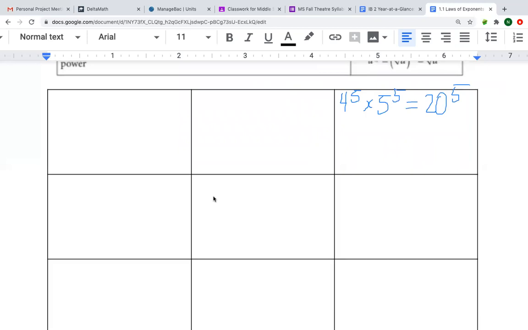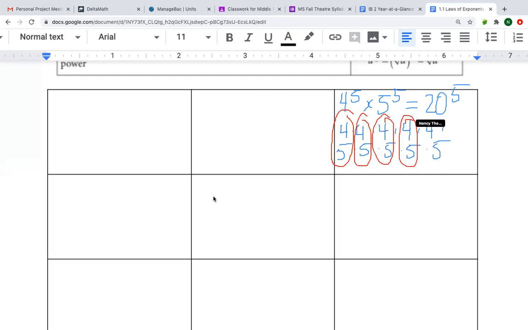If you want to know how this works, think about if you were to write this out, this would be 4 times 4 times 4 times 4 times 4 times 5 times 5 times 5 times 5. And since we know that in multiplication the order doesn't matter, it's commutative, basically we're grouping these and we have 4 times 5, which we know to be 20, and we have that 5 different times. So that's why it's the same as 20 to the 5th power.